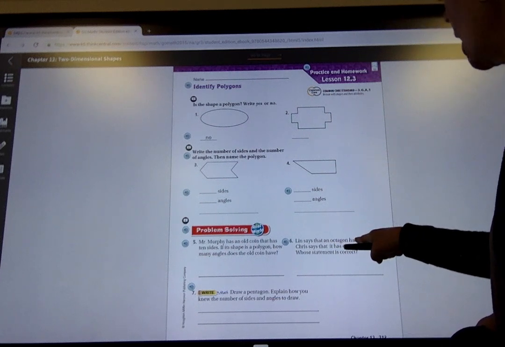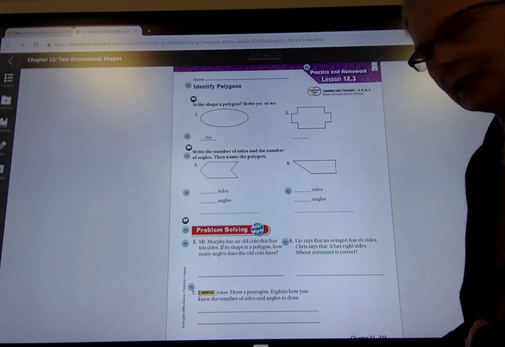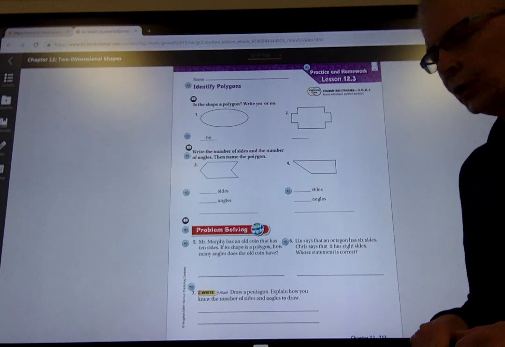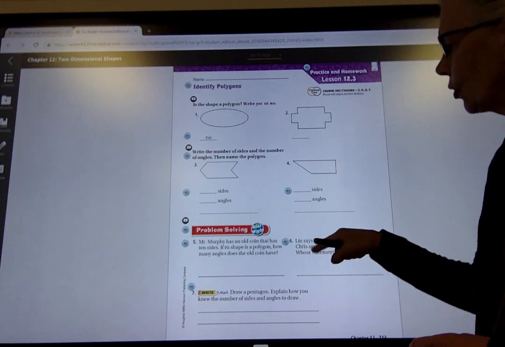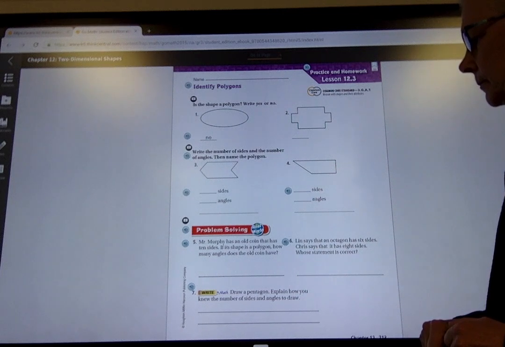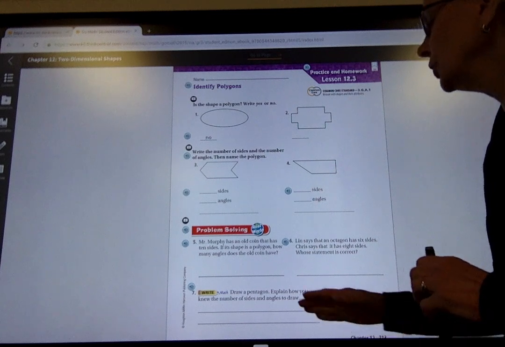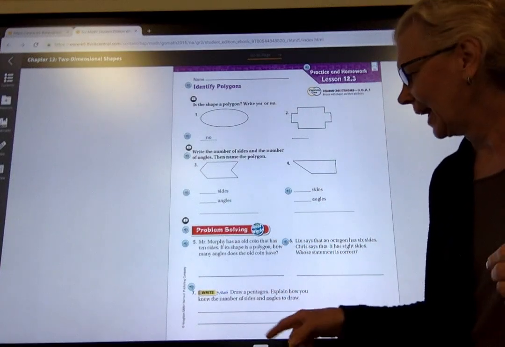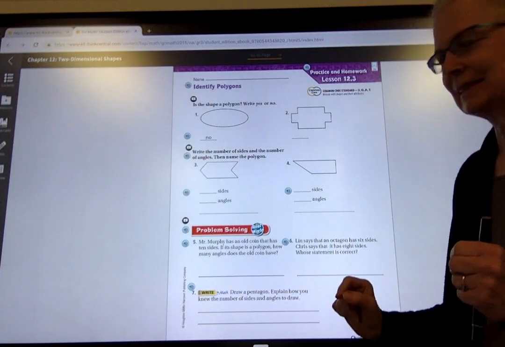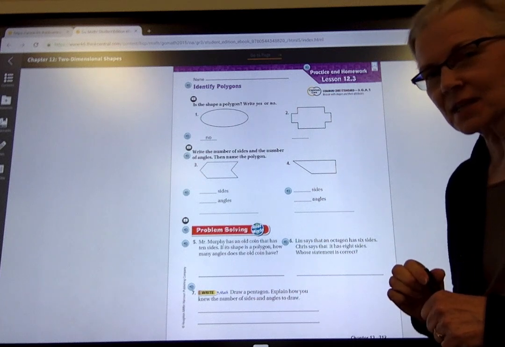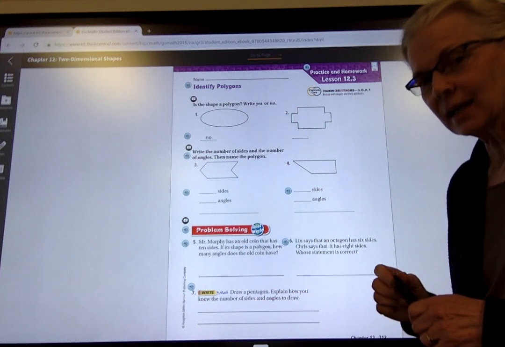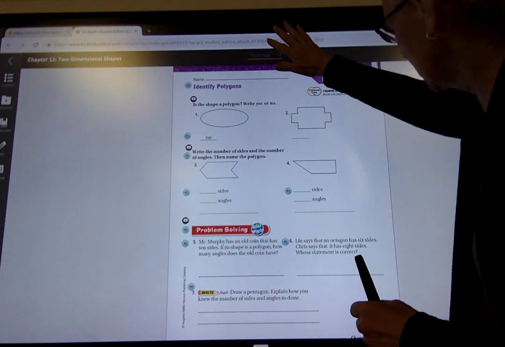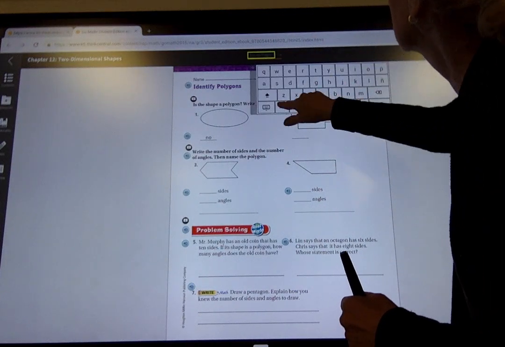Lynn says that an octagon has 6 sides. Chris says that it has 8 sides. Who's correct, Lynn or Chris? You can draw a pentagon of any shape. Try any shape that you can, and you know that it has to have 5 angles and 5 sides, closed figure. Straight lines. We're going to go now to the next page, 714.